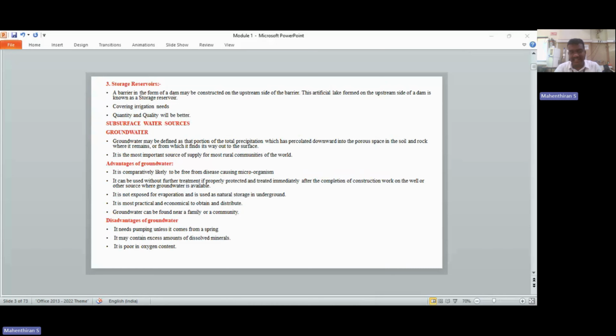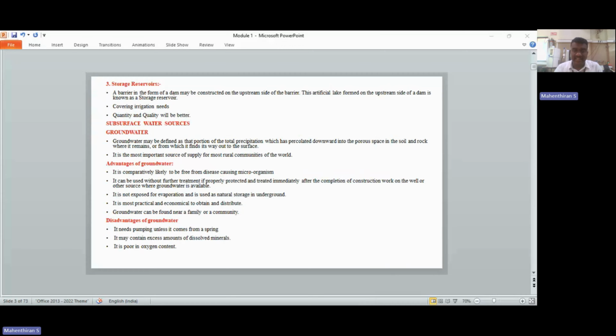And next, it is economical and practical. Groundwater systems like wells and boreholes are often simpler and cheaper to construct and maintain compared to larger dams or treatment plants. So, from an engineering and economic perspective, groundwater is a very practical solution.